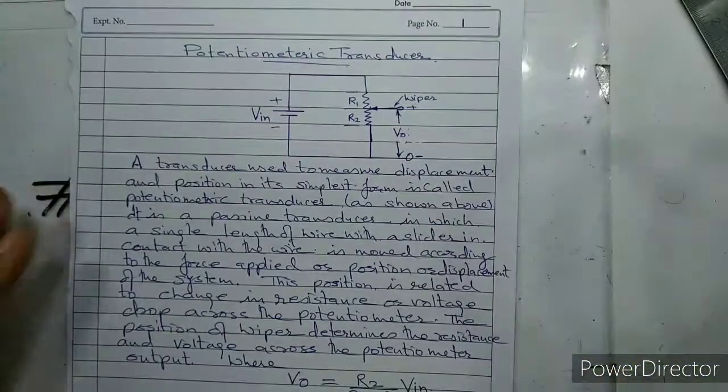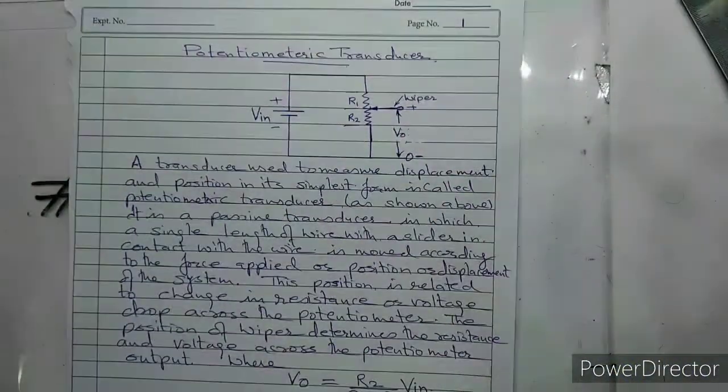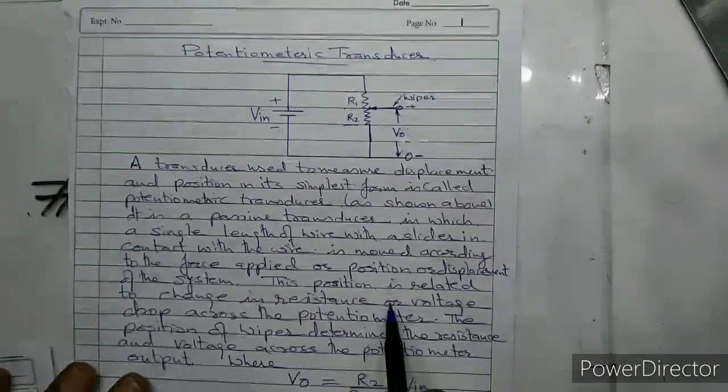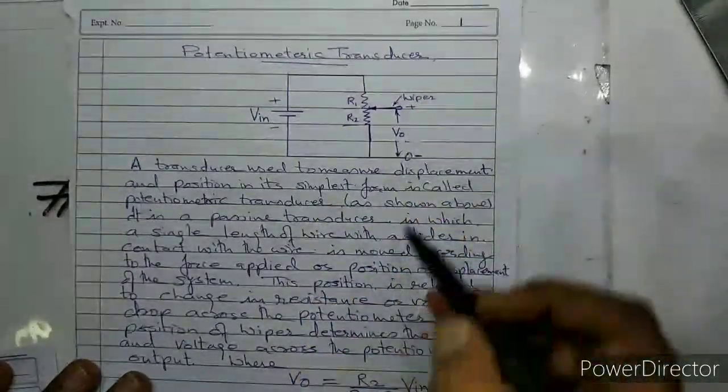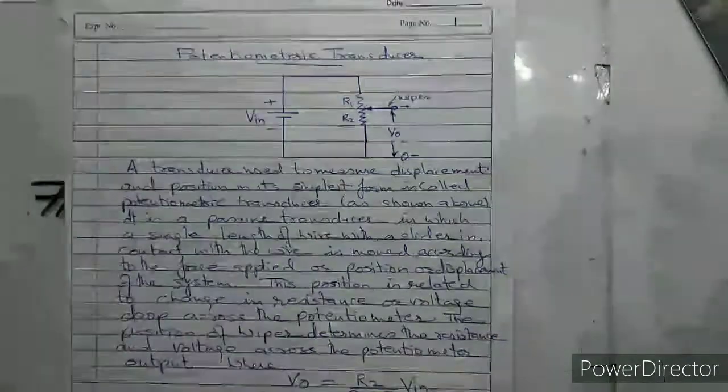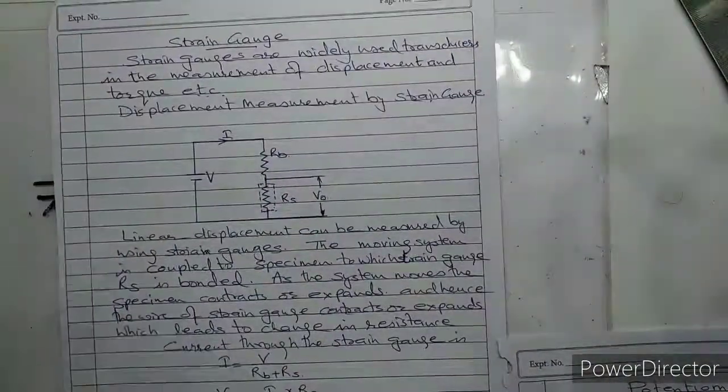This is called a potentiometric transducer. It is used for measurement of position or displacement of the system. Now, second is the strain gauge.